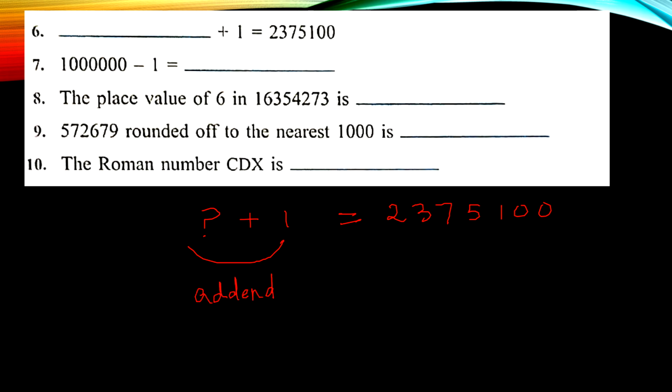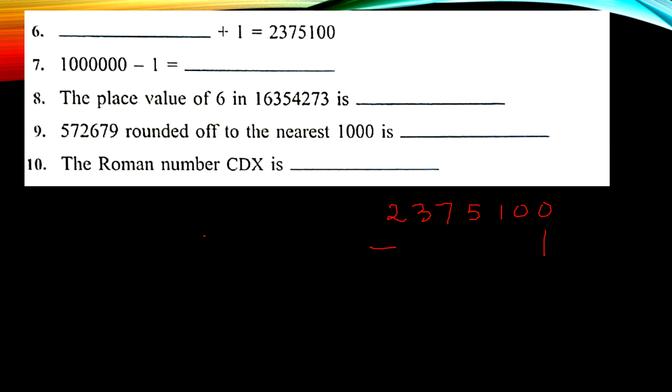Always remember, when an addend is missing and this is the sum, you need to subtract the known addend from the sum to get the other addend. That is the simple rule. So here you will subtract 1 to get the missing addend. So let's subtract it here.